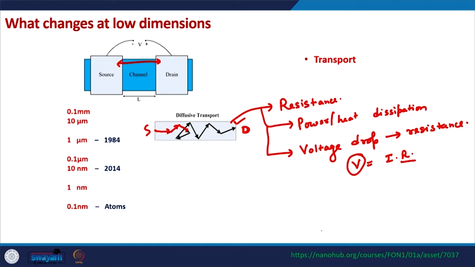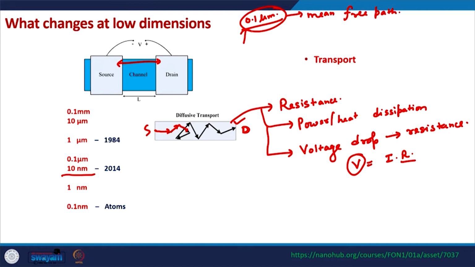But now the question is, what happens to the transport as we go to tens of nanometers? As I also told you in the last class, the average distance between two collisions is around 0.1 micrometer in a typical semiconductor, although it depends on the material, the doping and many other factors, but it is typically in this range. Please remember that this is the mean free path of electrons.